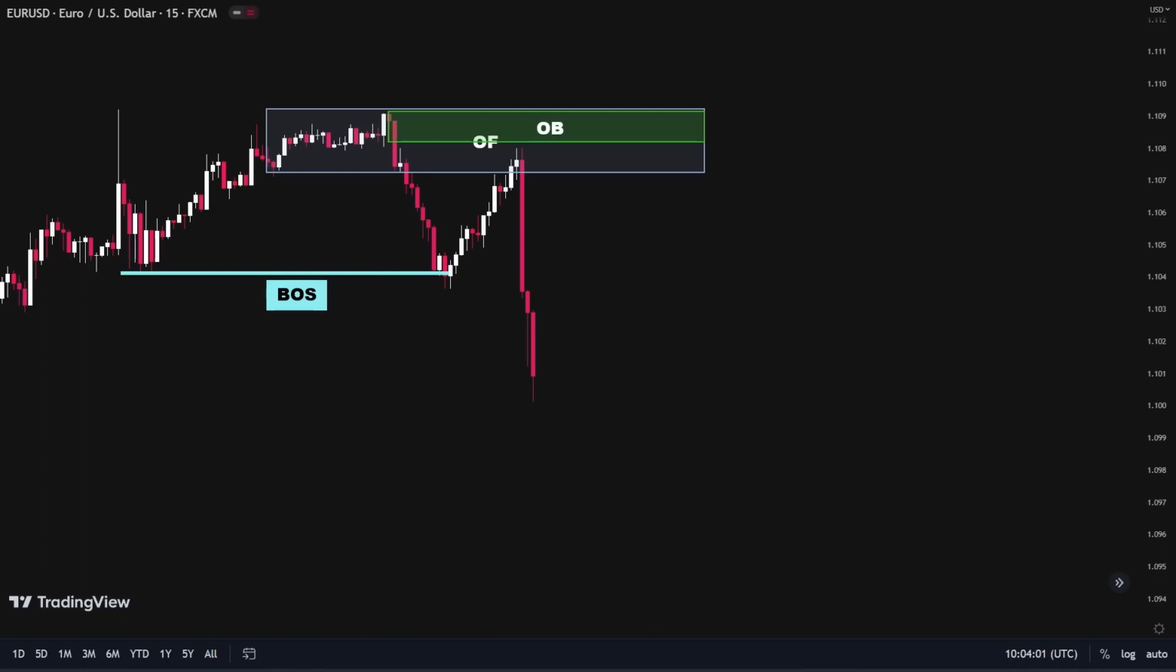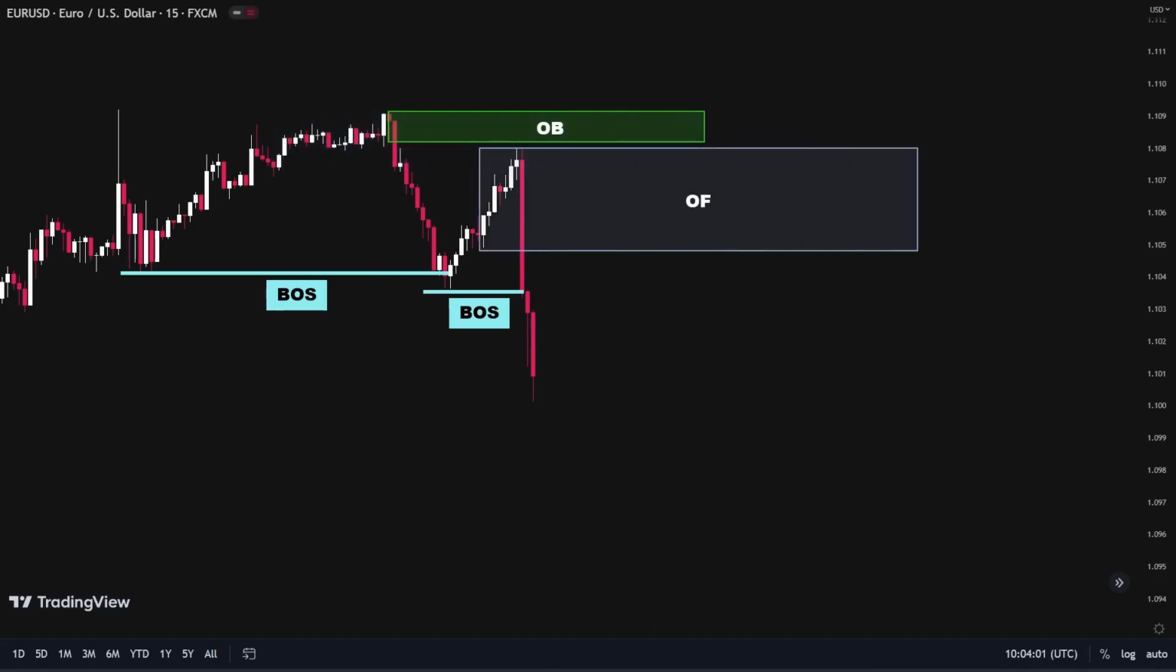Following this, the price sharply declined, creating another break of structure with 3 red candles and leaving behind a significant inefficiency. At this point, our focus should be on identifying the bearish order flow, which was formed during the downward rally. This zone represents the last buying momentum before the price's downward movement. Now that we have highlighted our point of interest, the next step is to patiently wait for the price to reach the order flow area.